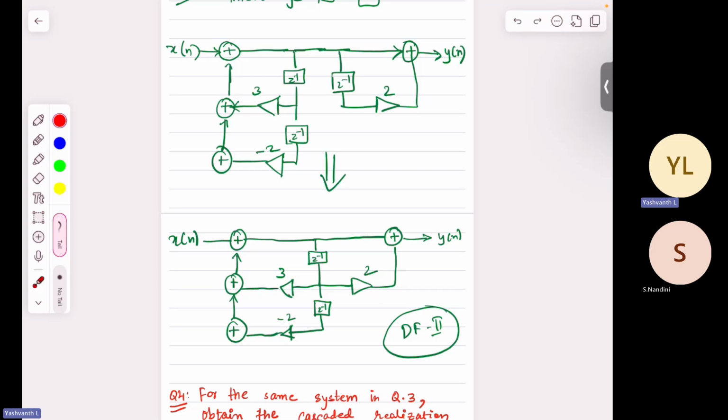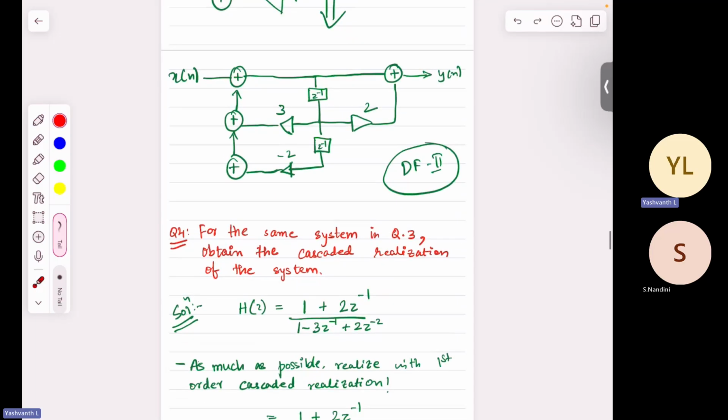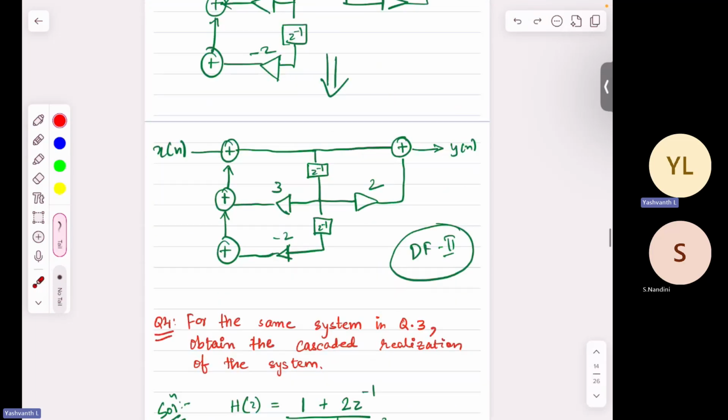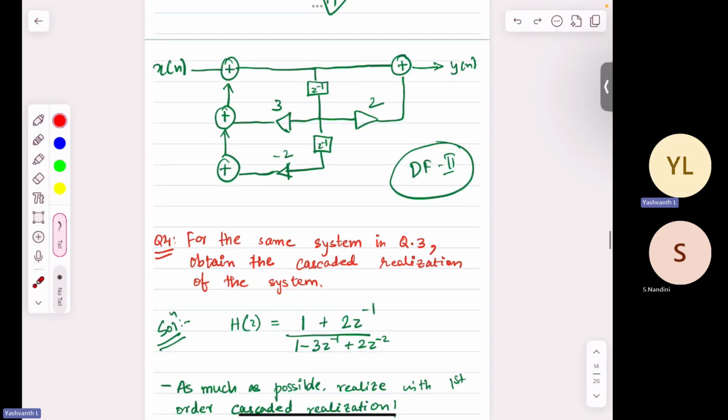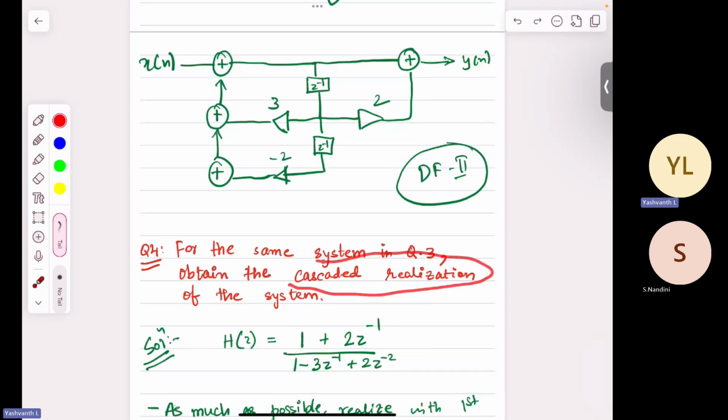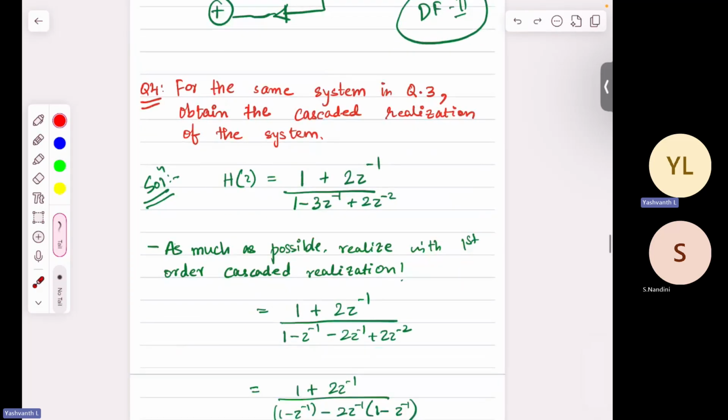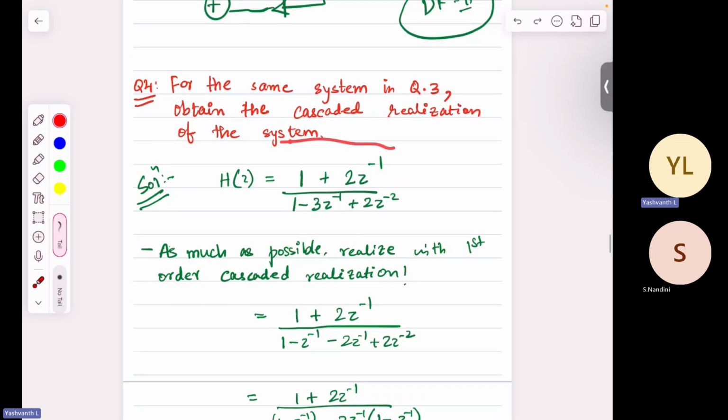Okay, great. Now the next question is for the same system as in question 3. What is question 3? The previous question: obtain the cascaded realization of the system. Cascaded form. Great. So this is the given H(z) = (1 + 2z^-1) / (1 - 3z^-1 + 2z^-2).